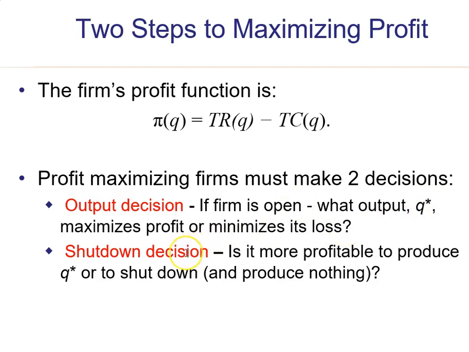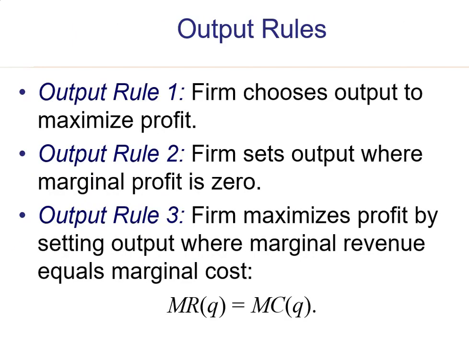Finally, a firm has to decide whether to be open or to shut down, because it may be the case that it's more profitable for this firm not to produce anything, and we'll talk about the shutdown rule in a subsequent video. So, focusing on profit maximization, how does a firm select its output to maximize its profit?